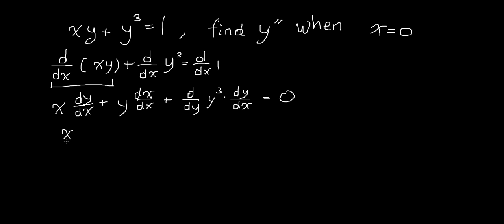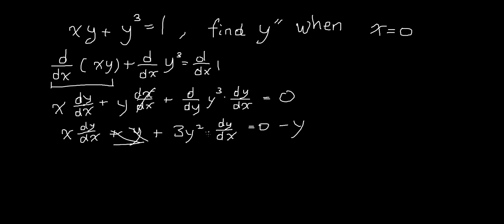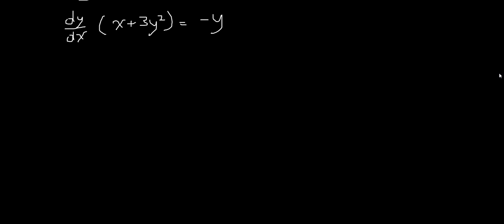Alright, so here you're left with x dy over dx plus, and this is just 1, so this is y, plus the derivative of y cubed with respect to y, which is just 3y squared, right? You use the power rule, and then times dy over dx equals 0. So now you want to solve for dy over dx, so you can move this to this side. Subtract y from both sides, and then factor out the dy over dx. So we get dy over dx times x plus 3y squared equals negative y. So if you want to solve for dy over dx, we're going to have to divide both sides by this quantity. So dy over dx equals negative y over x plus 3y squared.